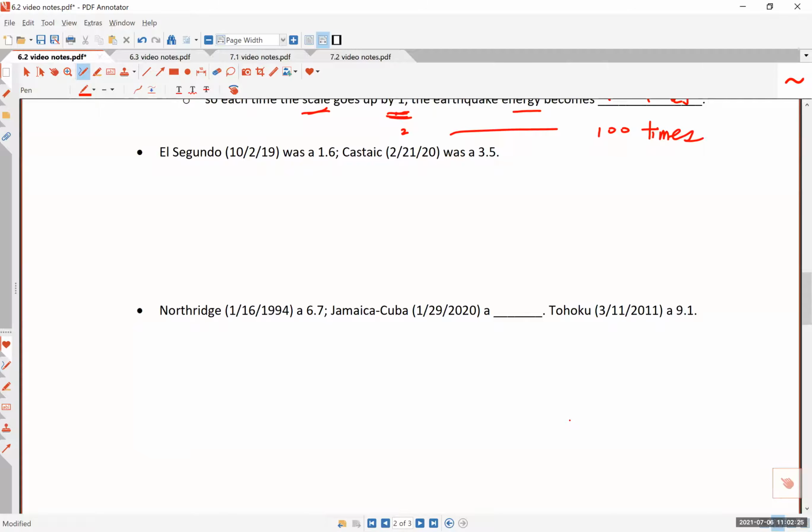All right. What did I say about the El Segundo earthquake? Go back to the first page, and I said El Segundo earthquake had 39.81 mu, not right. So this is El Segundo, and the Castaic earthquake.